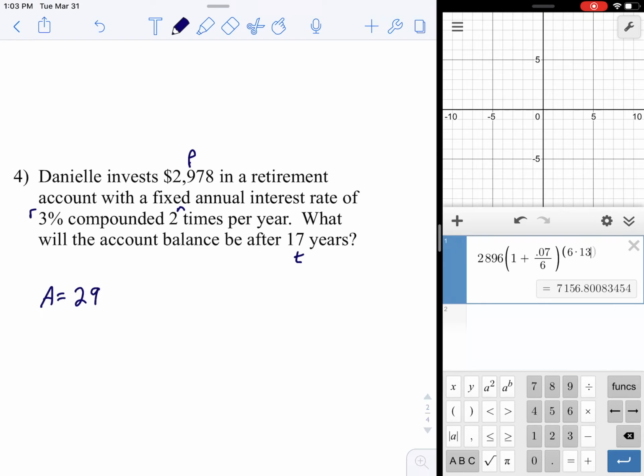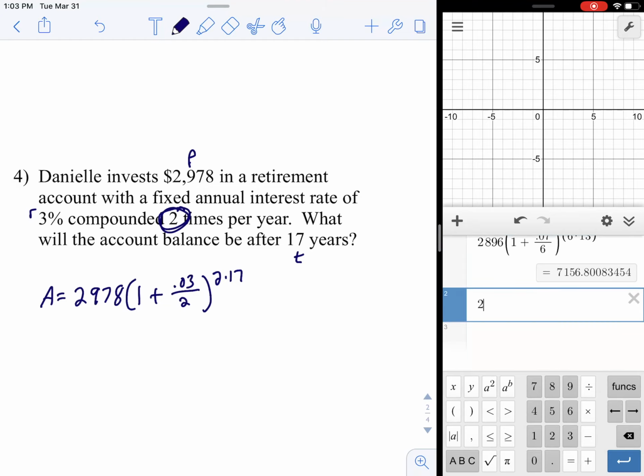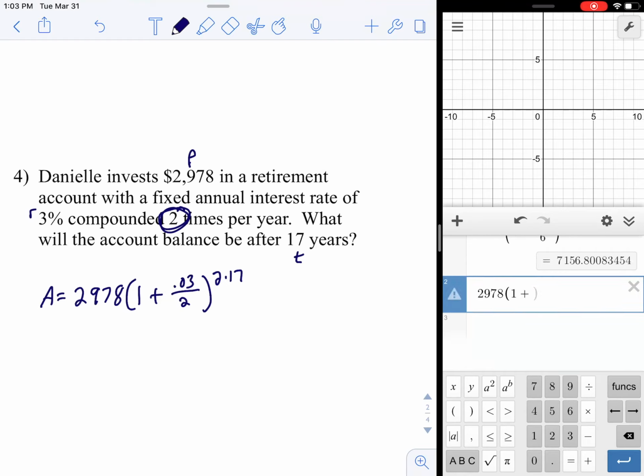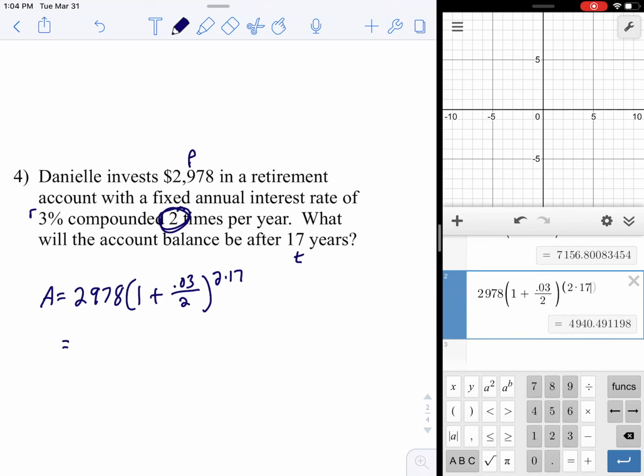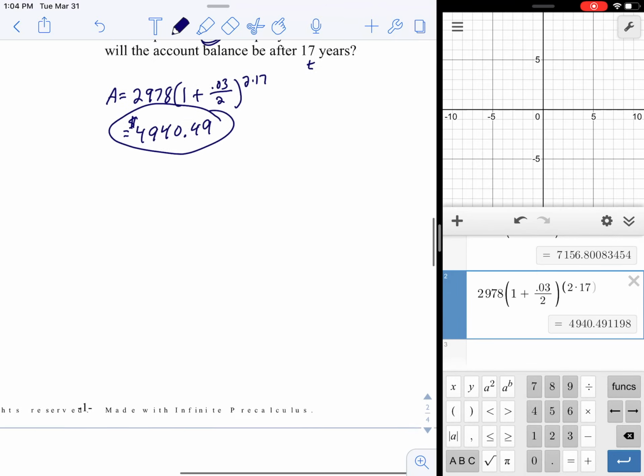A equals 2,978 times 1 plus 0.03 over 2. 2 is the N, raised to the 2 times 17 power. At this point, just data entry, 2978, parenthesis 1 plus 0.03 over 2, and then that's raised to the 2 times 17 power, $4,940.49. Now that doesn't seem like much after 17 years. Did I make some kind of a mistake?